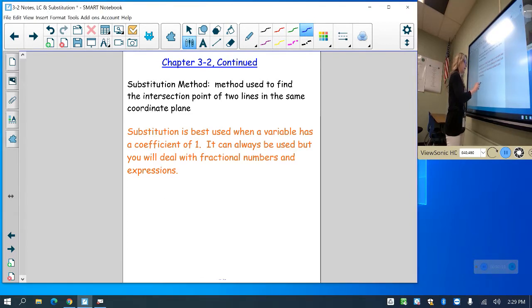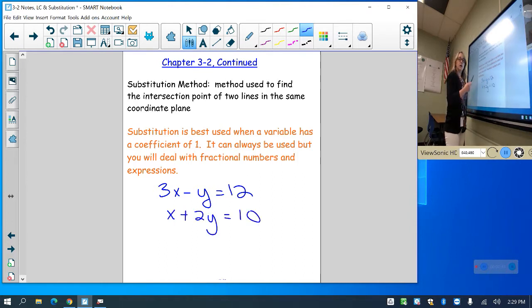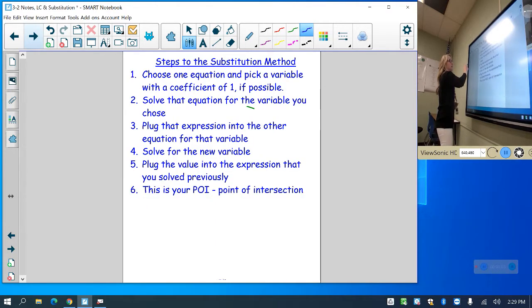For example, if I had 3x minus y equals 12 and x plus 2y equals 10, which of these variables has a coefficient of 1? Meaning the number in the front is 1. That would be this one. This top y has a negative 1, but a coefficient of 1 is this one. If you have that, substitution can be used fairly easily. If you don't, I would recommend using elimination. Less likely to make a mistake dealing with fractions. It can be used, but it's a little more difficult.